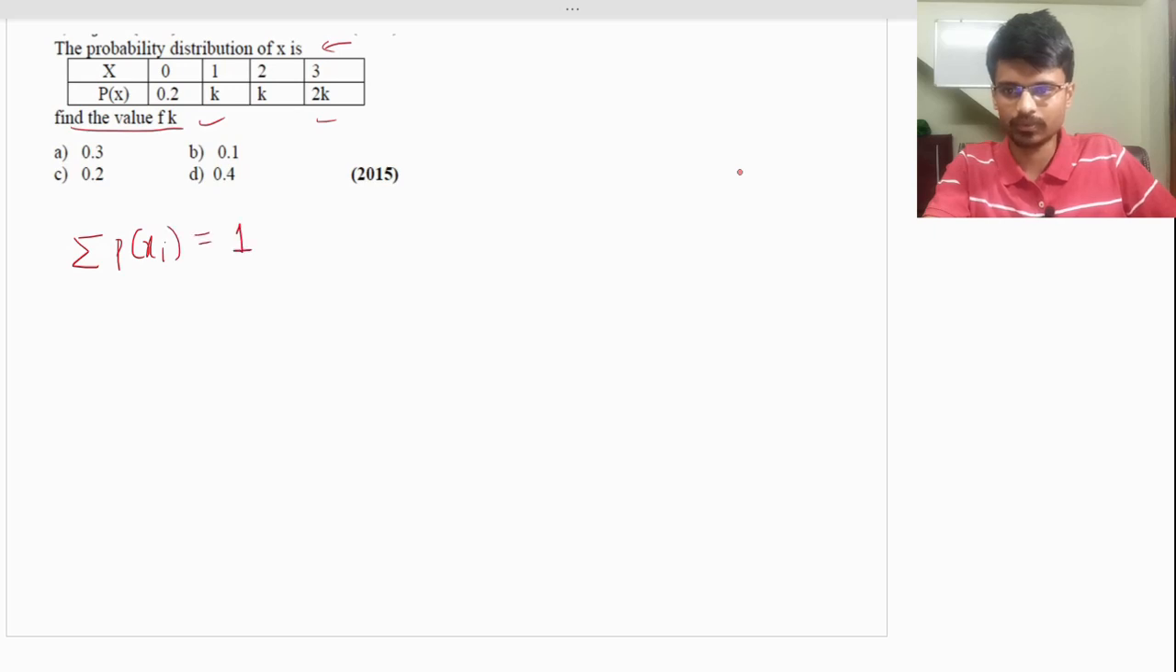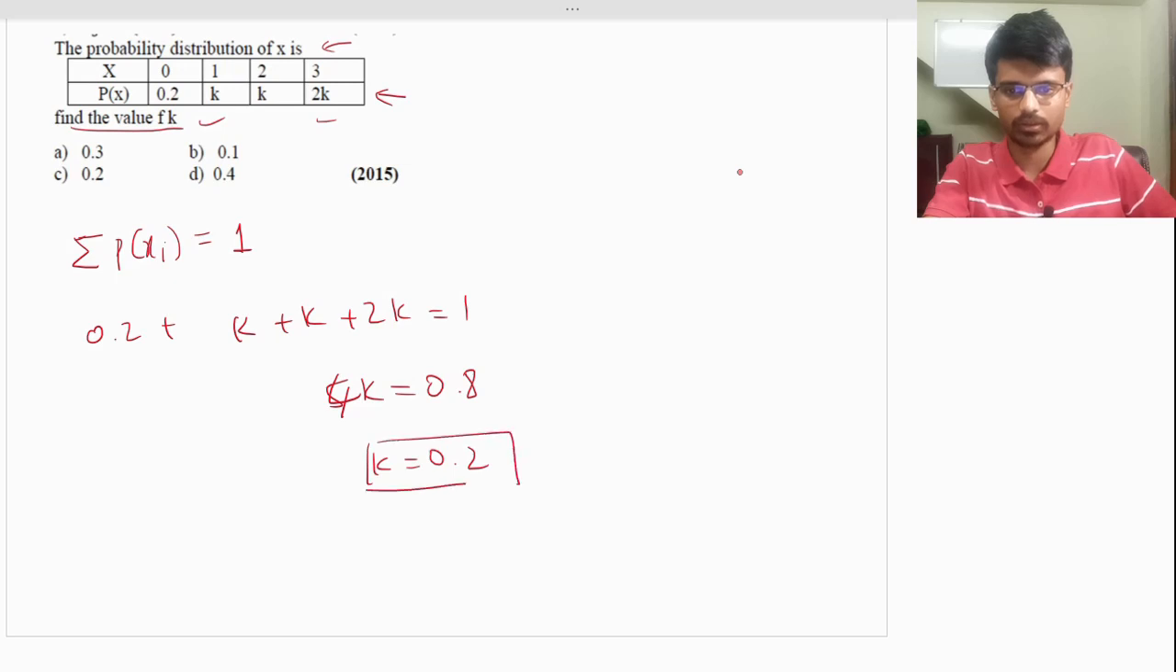The summation of all these probabilities is 1 for a probability distribution, so we'll just be applying that. 0.2 plus k plus k plus 2k equal to 1. What do I get? 5k, sorry, 4k is equal to 0.8. My k becomes equal to 0.2. So k is equal to 0.2. This was an easy question.